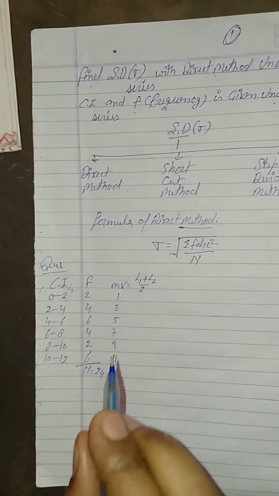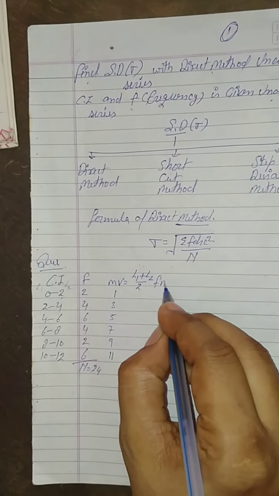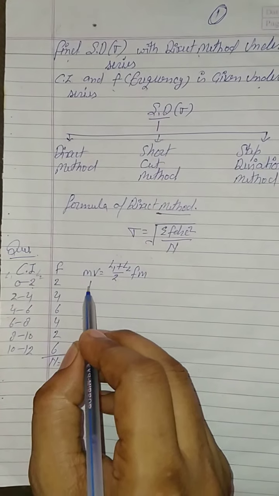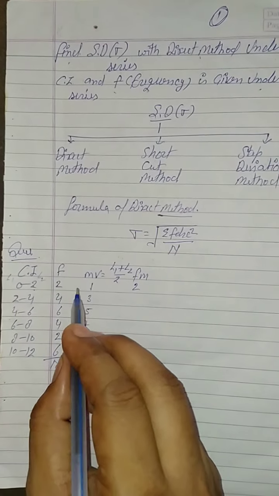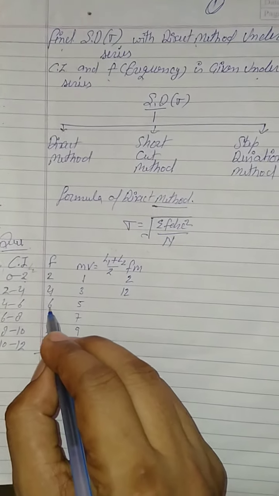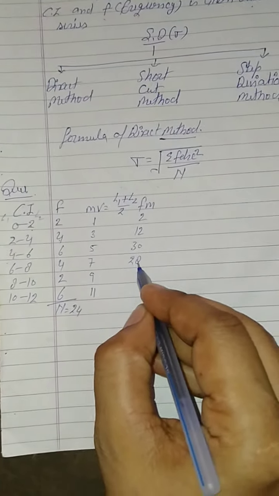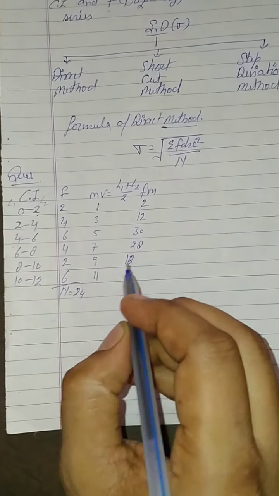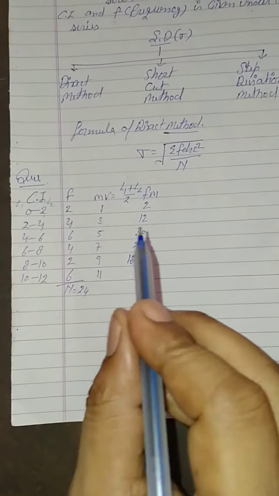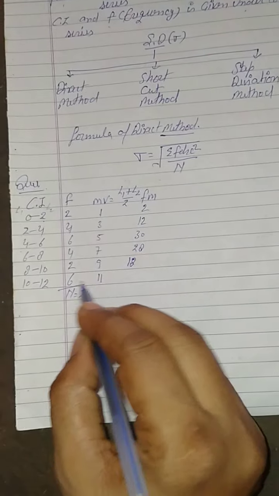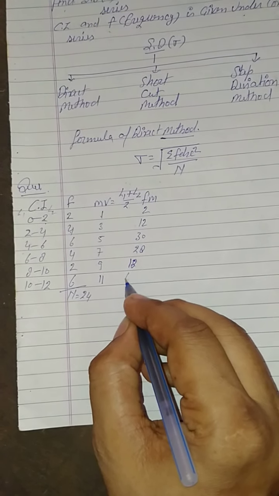Clear? After that we will find out fm. So dear students, you will multiply frequency with mid value. 2 times 1 is 2, 4 times 3 is 12, 6 times 5 is 30, 4 times 7 is 28, 2 times 9 is 18, and 6 times 11 is 66.